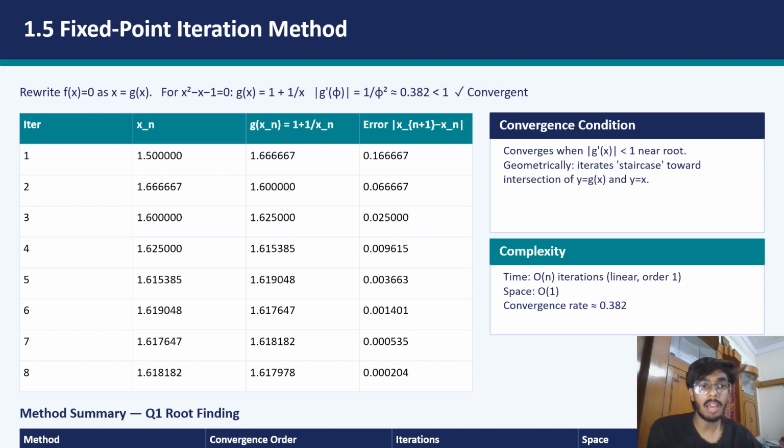And at last we have the fixed point iteration method. This is a non-guaranteed convergence method. It is only valid when the mod of g dash of x is less than 1 near the root. The initial guess should be good, otherwise we will not be able to find the root. The time complexity is order of n, and space complexity is order of 1.